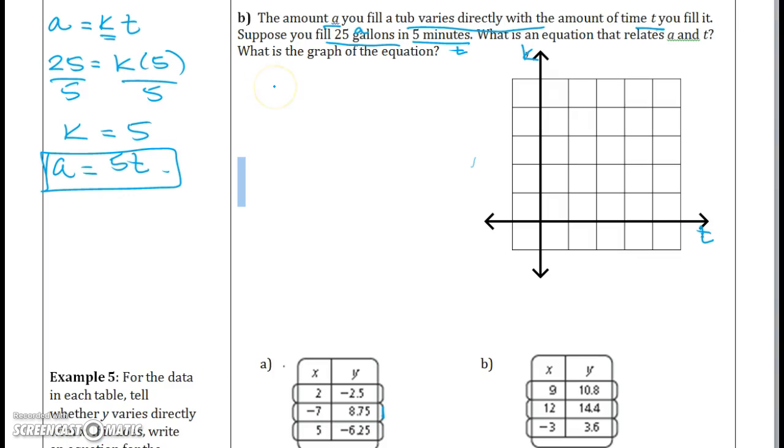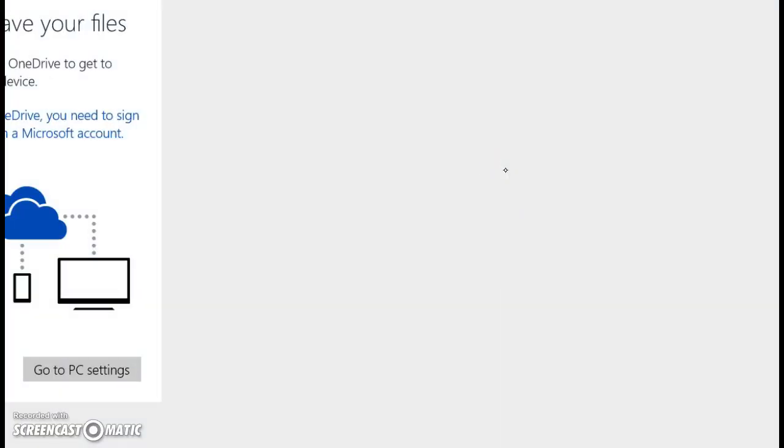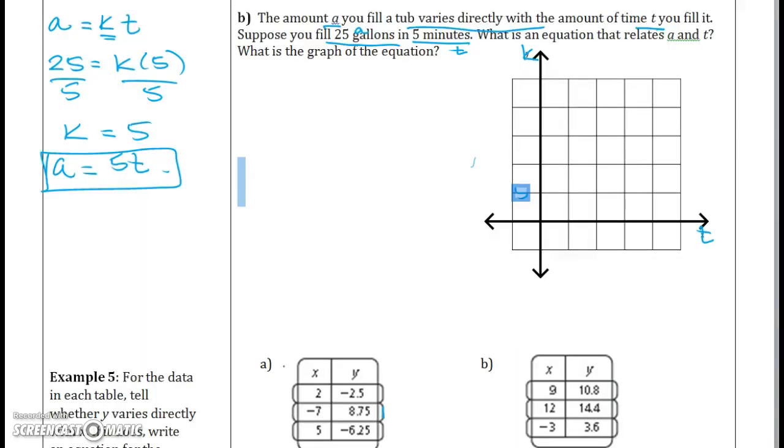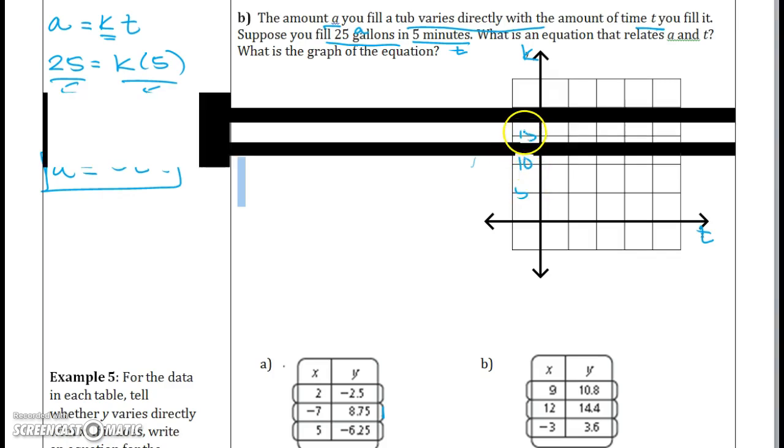What is the graph of this equation? Well, let's graph it and see. Let's think about that for 1 minute and decide what to go by. I typically will make the constant of variation, if it's a whole number, my scale. So I'm going to go 5, 10, 15, 20.